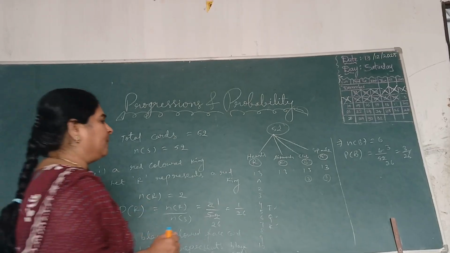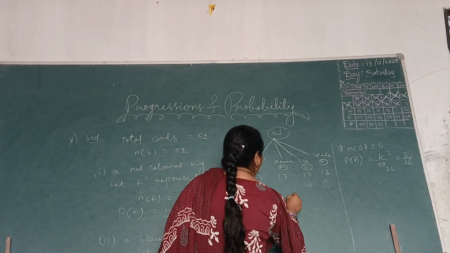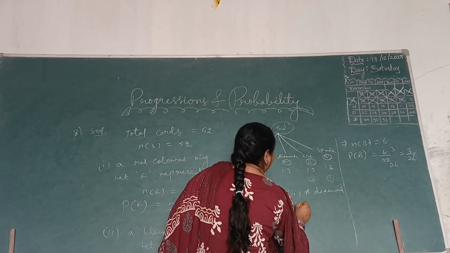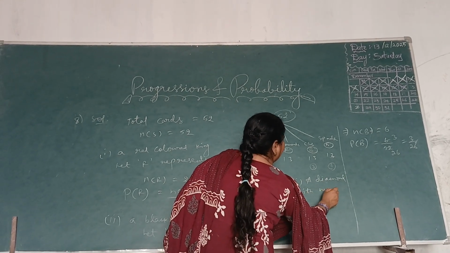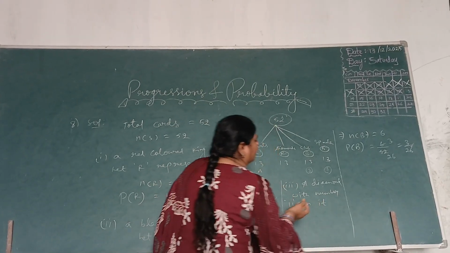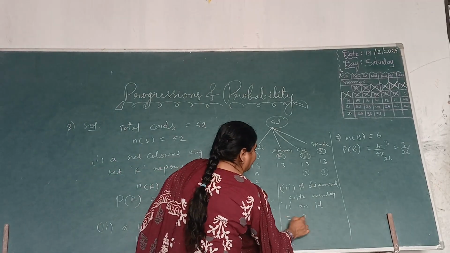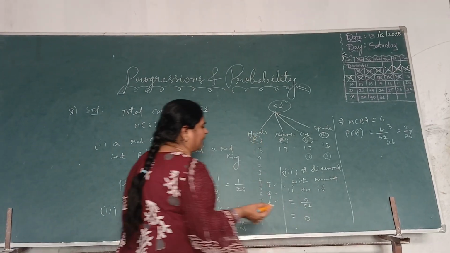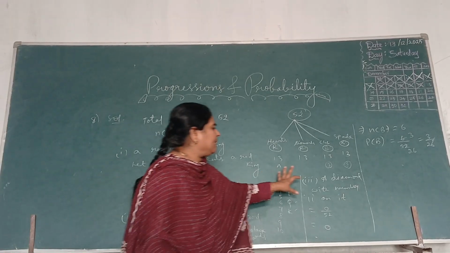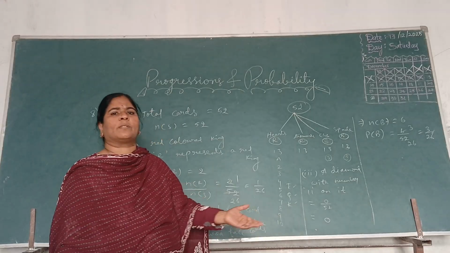And the next question in that? A diamond with number 11 on it, madam. 0, madam. Will any number 11 be there in the card sheet? No, madam. That's why it is 0. It is an impossible event, so it is 0 by 52. 0 itself I can write. Because there is no number 11 here, that's why it is 0.